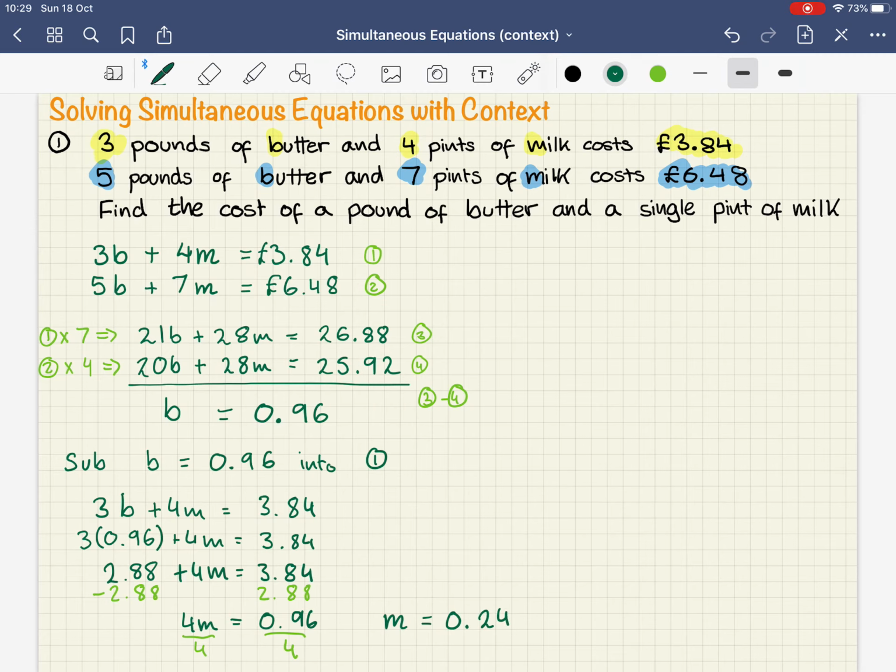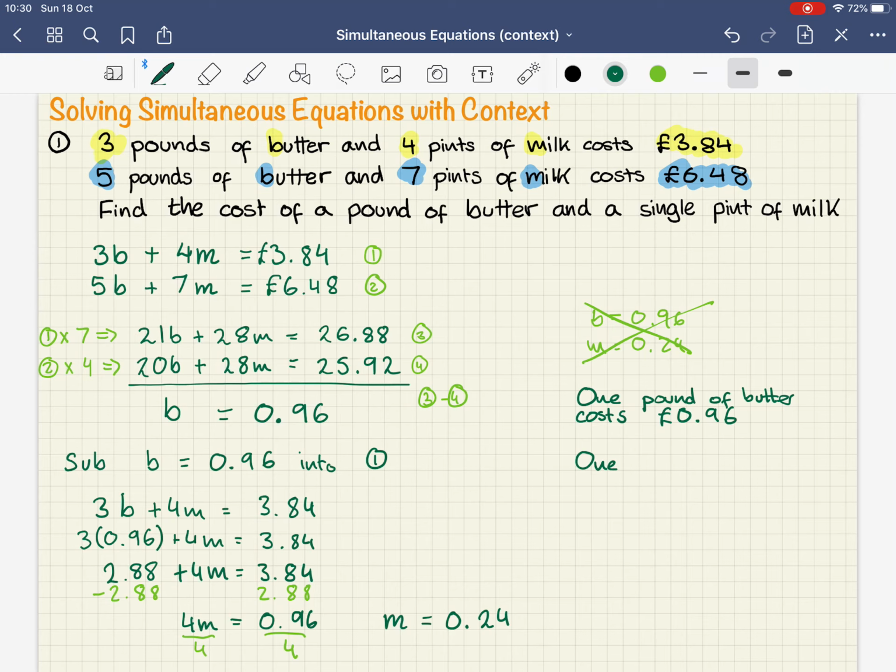Now, previously, all we did at the end was just reiterate b equals 0.96 and m equals 0.24. That's not going to work with these questions here. It doesn't really give you any information. It's just saying this letter is this, that letter is that. We need to put it back into the context of the question. So for our final answer, we need to write 1 pound of butter costs 96 pence, and make sure you do include these units. If you don't include the units, you won't get the mark.